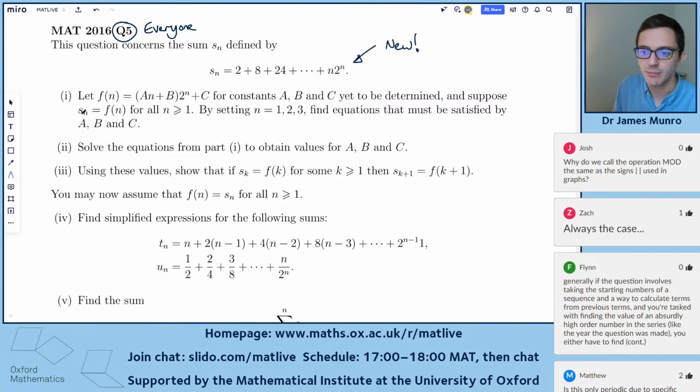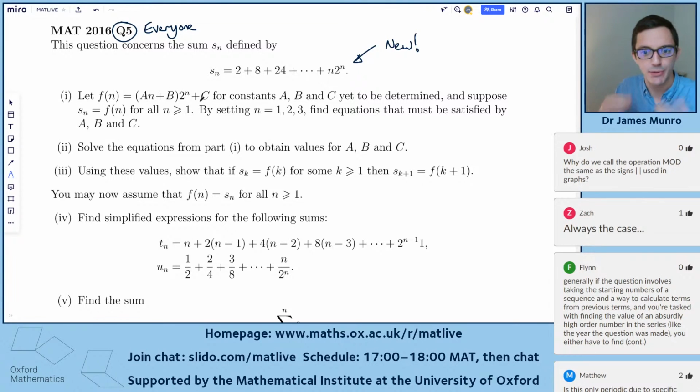Can you match up the values Sn? Can you match them to values of this crazy function? So this is the function f of n. It's a function an plus b times 2 to the n plus 6. Crazy idea. Who knows where that comes from? Can you match these things together?